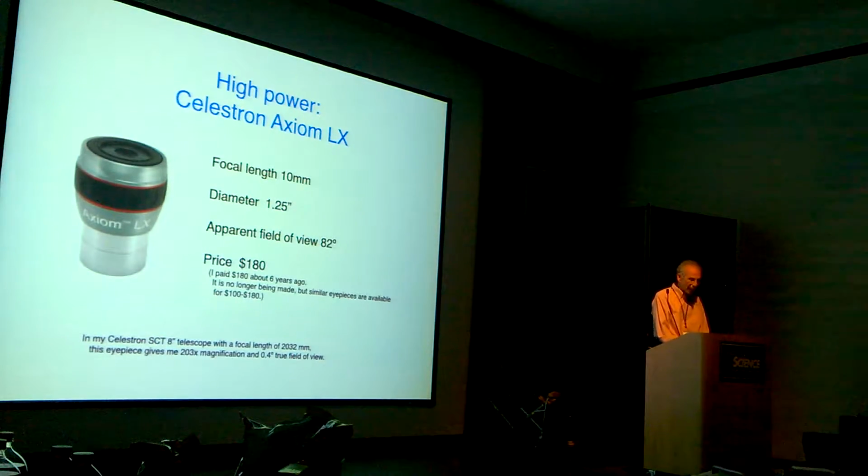And my high power main eyepiece is a Celestron Axiom LX, focal length is 10 millimeters, diameter is 1 1/4, has an apparent field of view of 82 degrees. I paid $180 for it about 6 years ago. It's no longer being made, but I easily found similar ones for about that price and even a little less on the web. In my Celestron 8-inch, it gives me a 200 power magnification and 0.4 degrees true field of view.